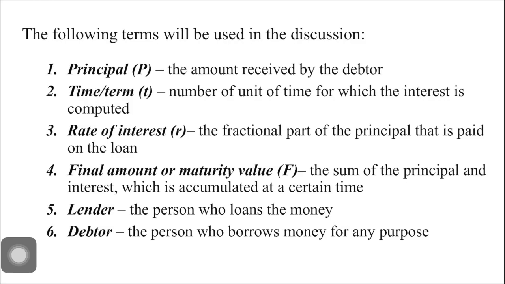Number 4 is the final amount or maturity value. This is the big letter F. This is the sum of the principal and the interest which is accumulated at a certain time. Number 5, the lender. This is the person who loans the money. And the debtor, this is the person who borrows for any purpose.